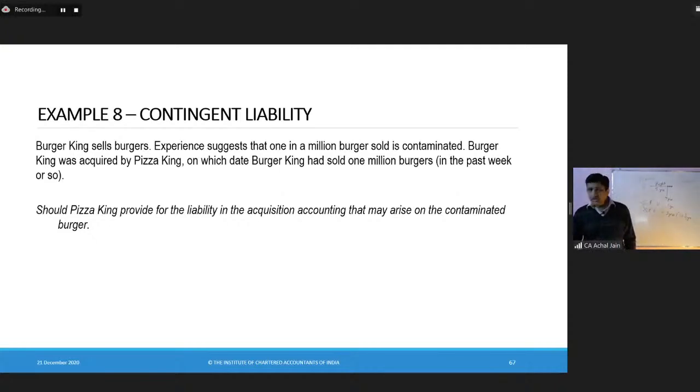Yes, now I'm waiting for a response on this particular example. It's a simple, small one. I need your response quickly. What will be the answer in this case? Will the acquirer be required to record a liability or not? Okay, Ankit has answered this: yes, the acquirer should provide for this liability. What about others? Should this be recognized or not? What should be the accounting treatment over here? Pujita is also saying it should be recognized.